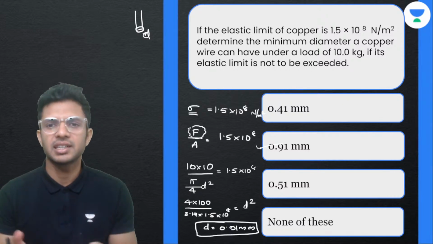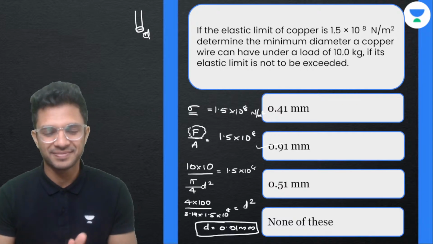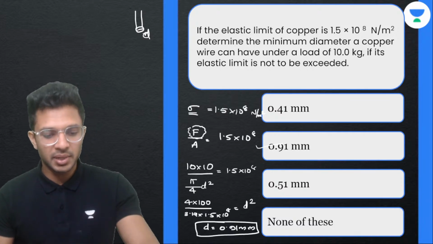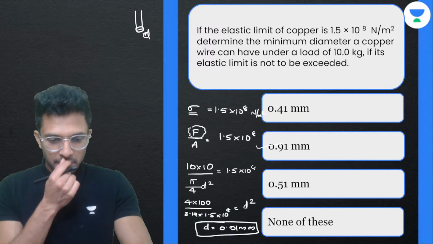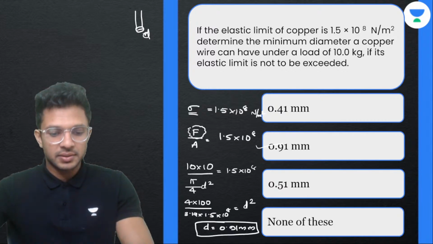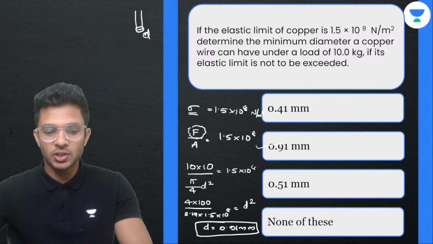Which option will we get? Option B, I say. Not a big task, right? You got D, none of this.